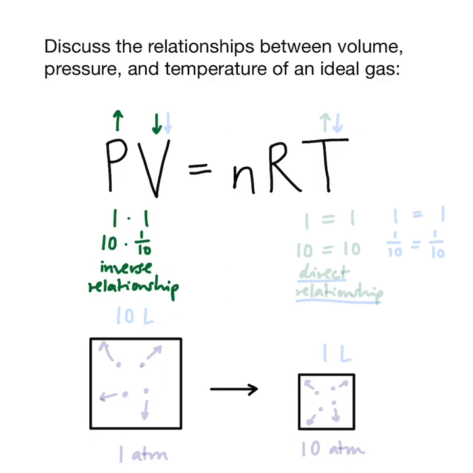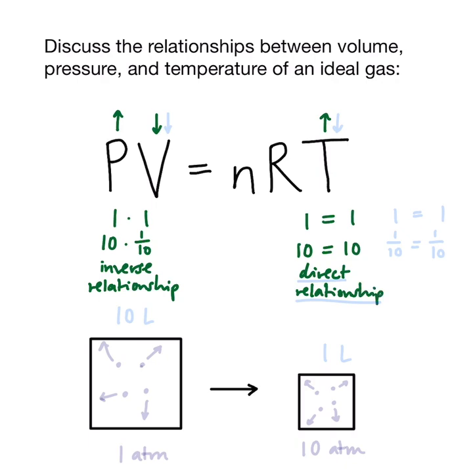So if this is an inverse relationship, what happens to temperature when we increase pressure by a factor of 10? It will also increase. So in this case, we have 1 unit of pressure on the left side of the equation and 1 unit of temperature on the right side of the equation. So in order to maintain the same state across the equation, if we increase the pressure by a factor of 10, we must increase the temperature also by a factor of 10. So this is called a direct relationship.